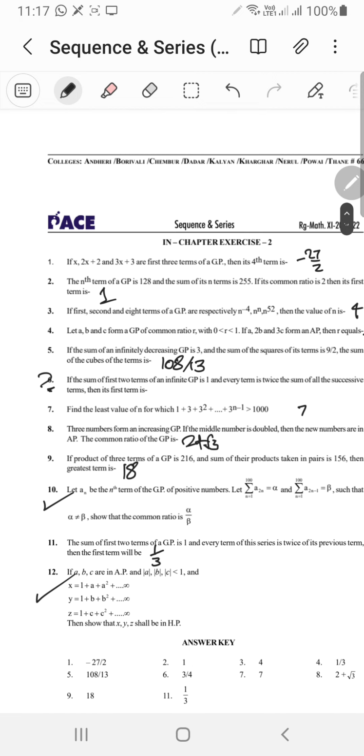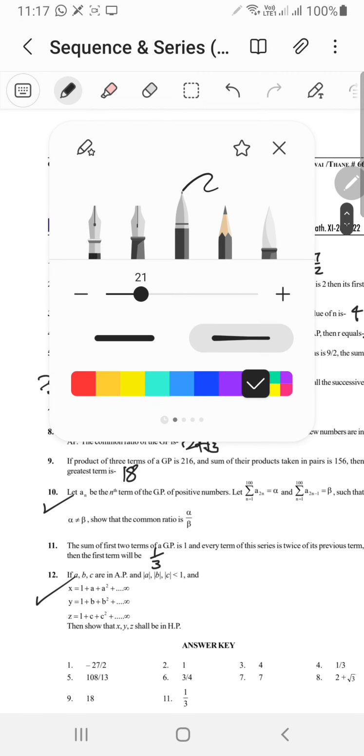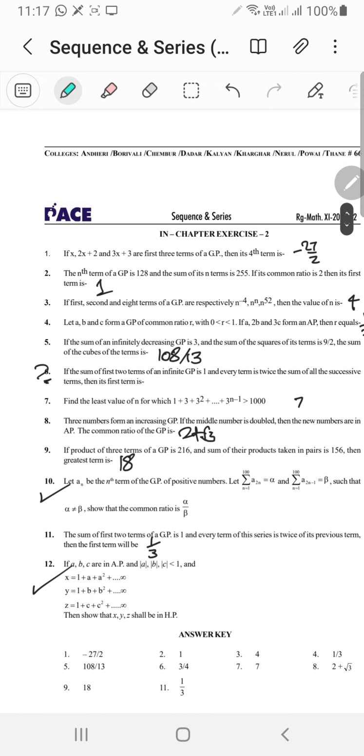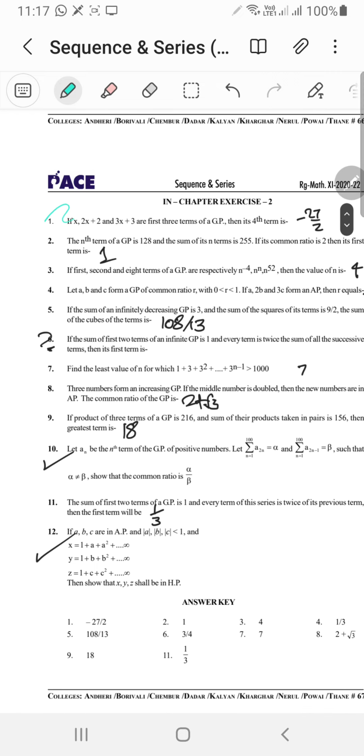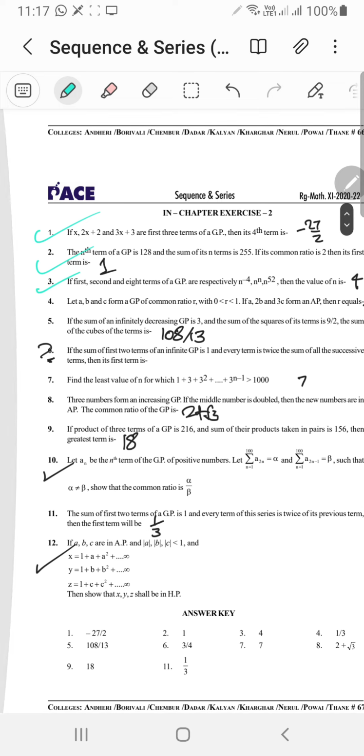So let's see. First is -1/2, yes. 1/3, 4. Fourth, 1/3. Fifth, 1/13, yes. 3/4.